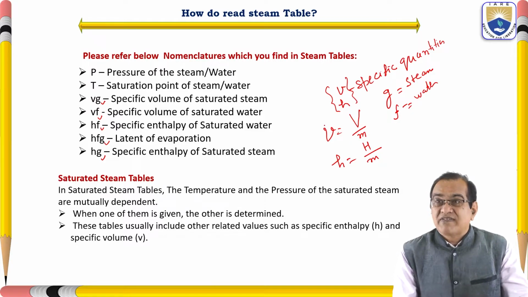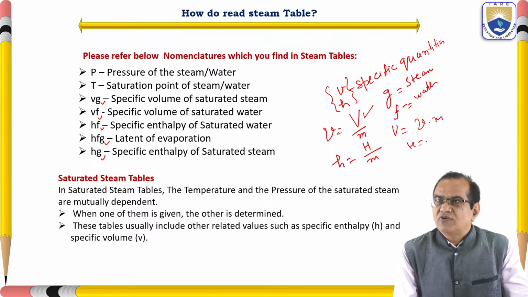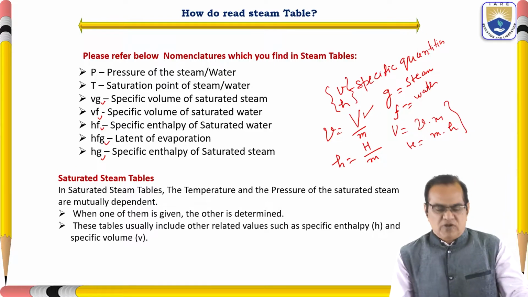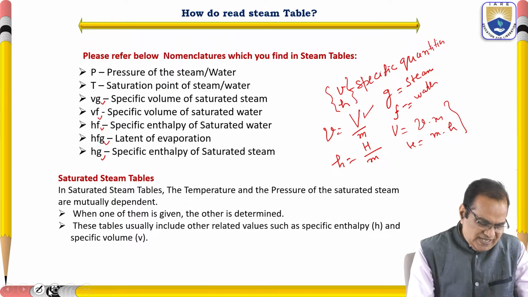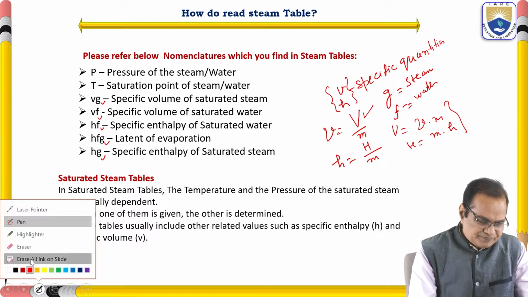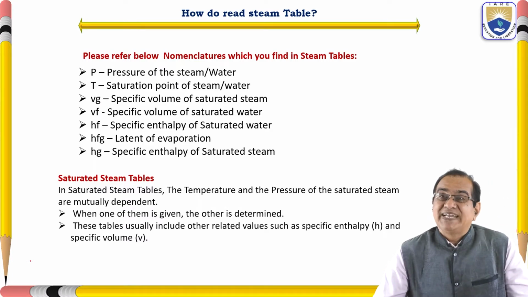So if you get v and you want to find the total volume, you have to multiply it by m. So V is equal to small v into m, and H is equal to m into small h. Like this we have to find out, and take care of these things.